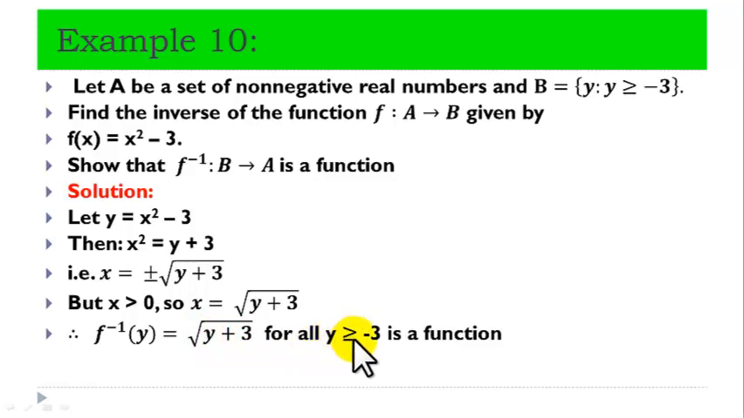For all y greater than or equal to minus 3, this is a function. For instance, when y is equal to minus 3, the square root of minus 3 plus 3, that's the square root of 0, is 0. And 0 is a non-negative real number. When y is equal to minus 2, we have the square root of minus 2 plus 3, that's the square root of 1, which is 1. 1 is also a non-negative real number, and so on. So f inverse of y, defined by the square root of y plus 3, is actually a function from B to A.